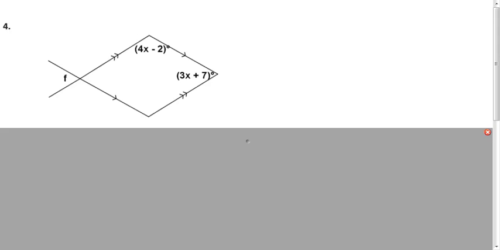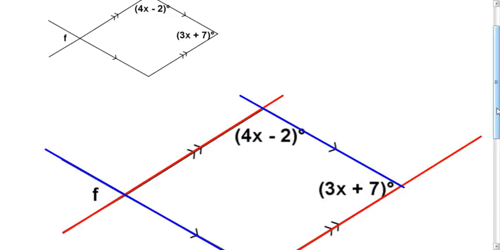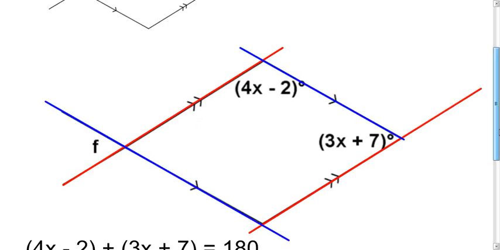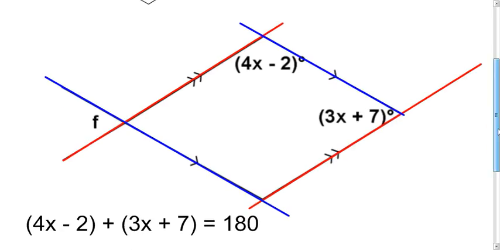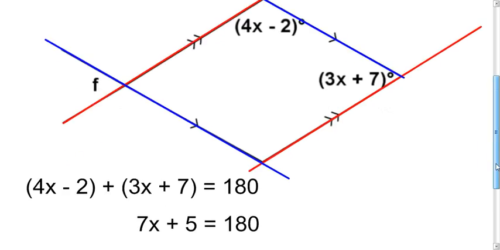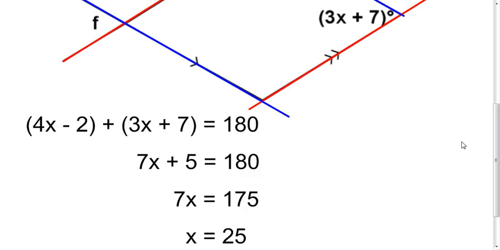Okay, and last but not least, we have this one, a little algebra in there too. So here's how I drew my auxiliary lines. See if you drew them the same way. And oh, spoiler, these two are what types of angles? Same side interior. So they are supplementary. So you know they add up to 180 degrees. So we can solve for x to get 25.